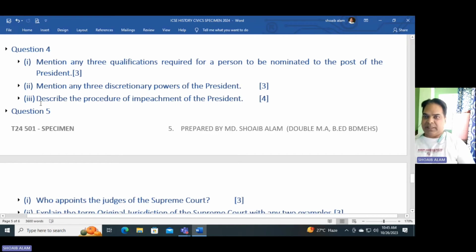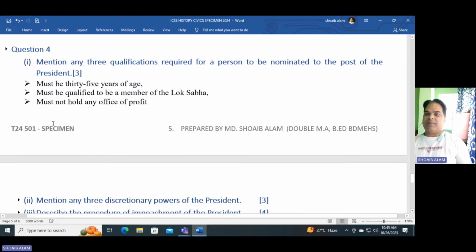Now question number 4, mention any 3 qualifications required for a person to be nominated to the post of the president. So let us see the qualifications. Simple. Must be 35 years of age, must be qualified to be a member of Lok Sabha, must not hold office of profit, must not be a proclaimed criminal. So all these things you can mention.